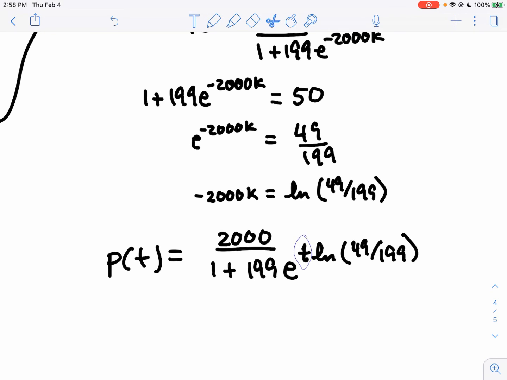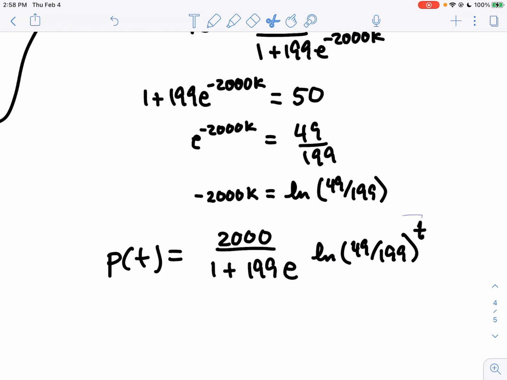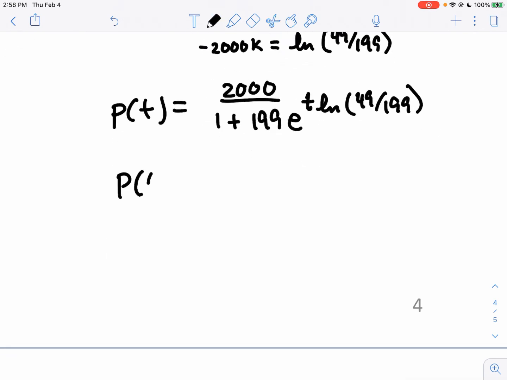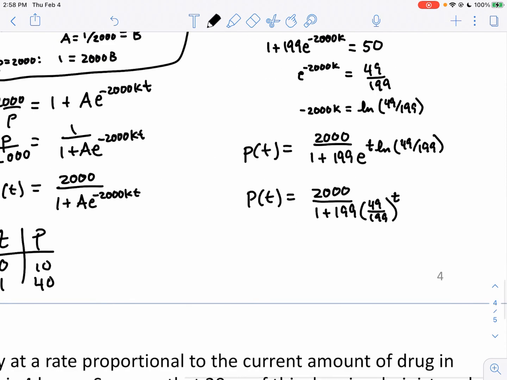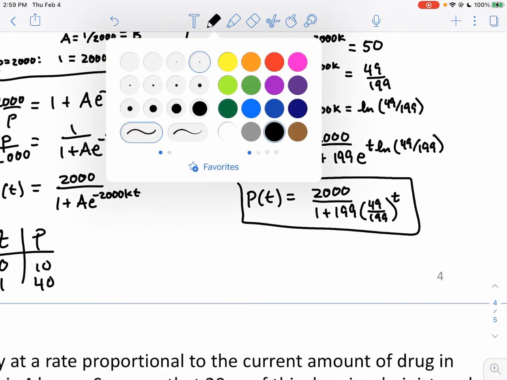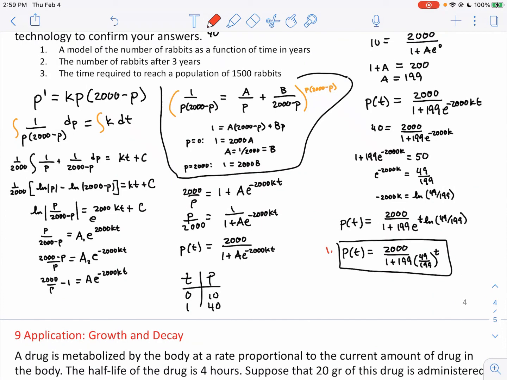I'm going to do a little bit of simplification. This t here can be brought up now as a power, and then we can cancel the e and natural log next. So we're just going to have this sitting next to that after I do that final change. So p of t, and this is where we'll stop, is 2000 over 1 plus 199 times 49 over 199 raised to the t. And there is going to be our logistic model. This finally answers step 1. So these logistic models are a little bit trickier to solve and to get to the right point.